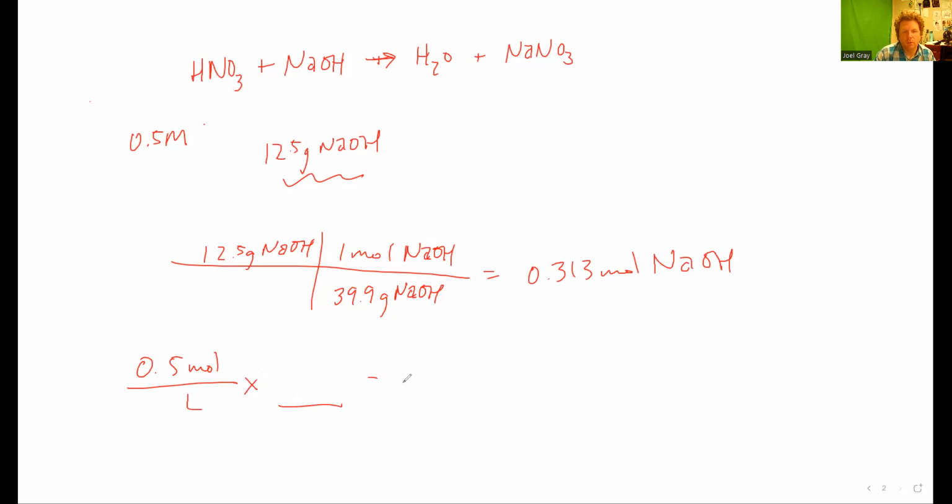Okay, so the question is, what volume of this 0.5 molar solution, 0.5 moles per liter, times what equals 0.313? So to answer this question, we take 0.313 divided by 0.5, and we get 0.626, because 0.626 times 0.5, oopsies, is going to be the 0.313. So this is 0.626 liters, which is the same as 626 milliliters.